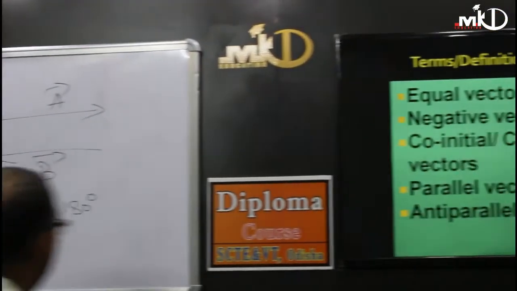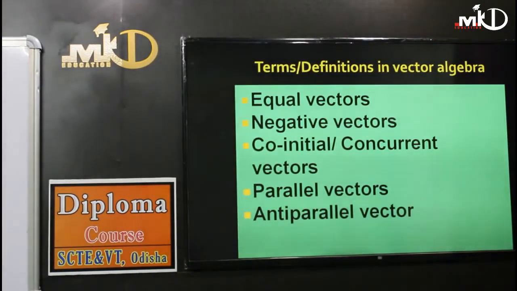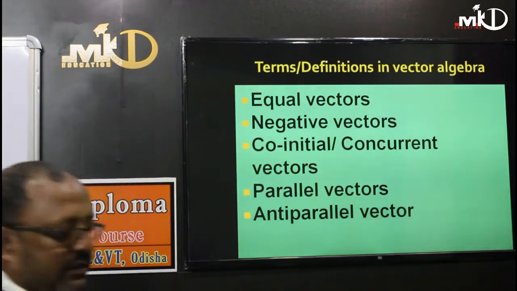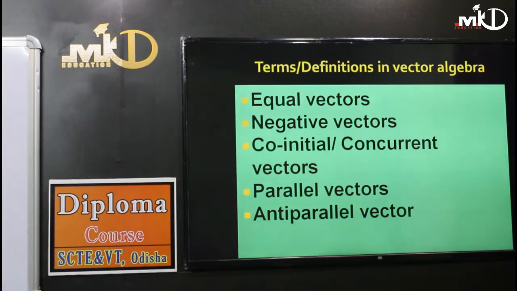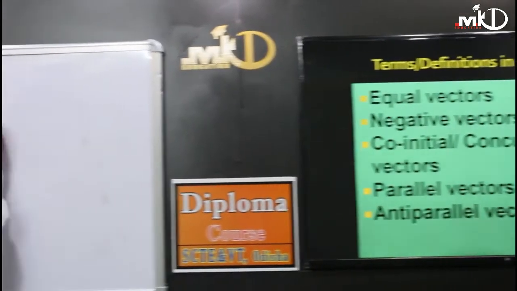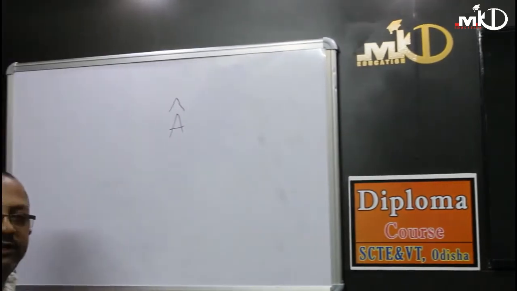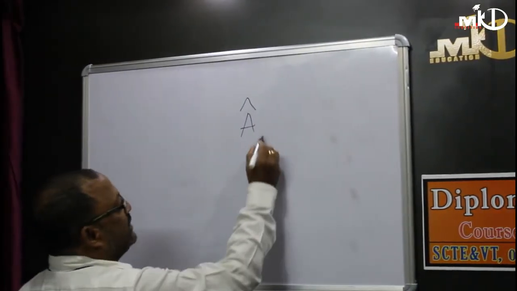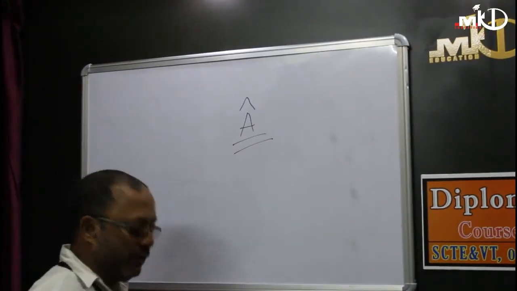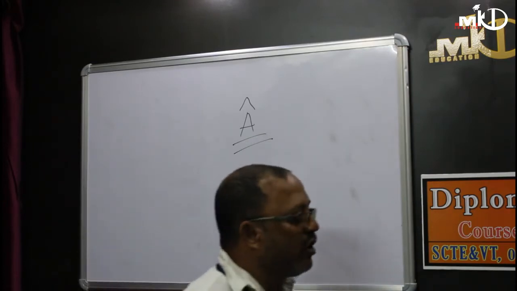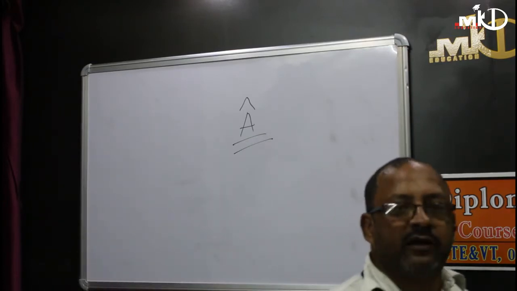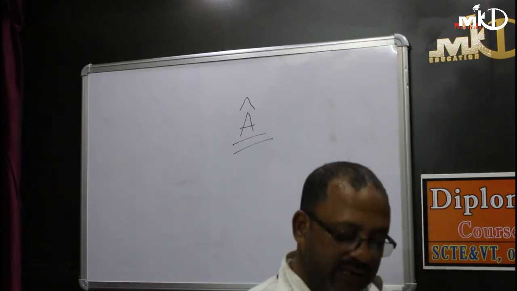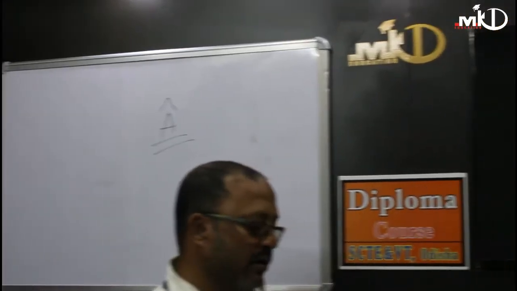Next is the unit vector. A unit vector is a vector whose magnitude is equal to 1. A unit vector can be represented by putting a cap on its head. A-cap is a unit vector whose magnitude is equal to 1. Next is the null vector. A null vector is a vector whose magnitude is 0. These are the various types of vector.